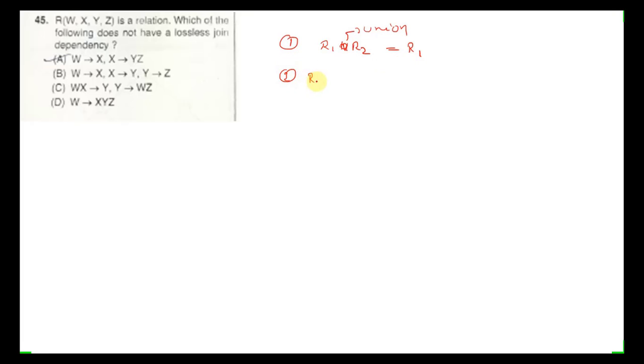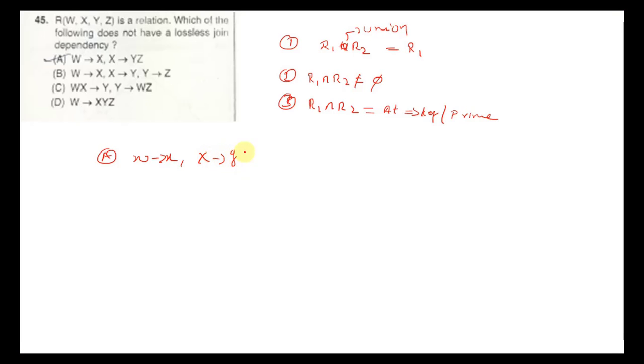The second condition is that R1 intersection R2 is not equal to null. The third condition is that R1 intersection R2 is one of the attributes, and that attribute is a key attribute or a prime attribute in any one of the decomposed relations. Okay, so now see the first option, that is w determines x and then x determines yz.